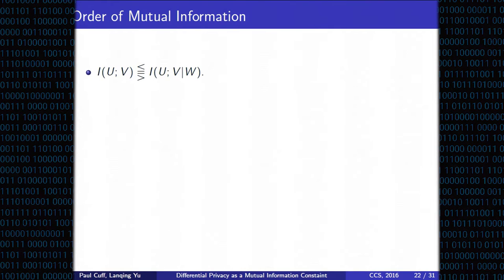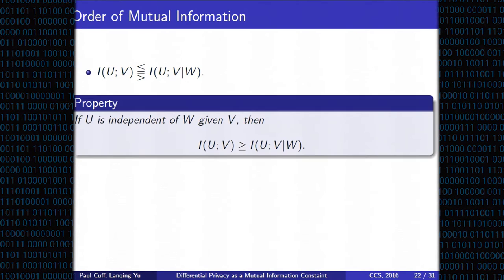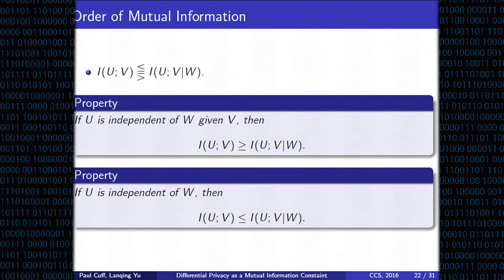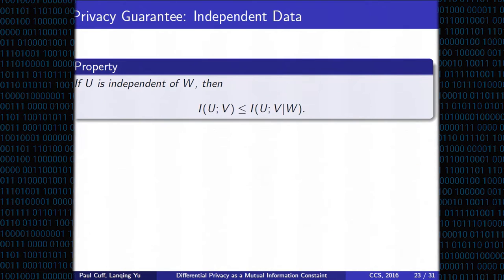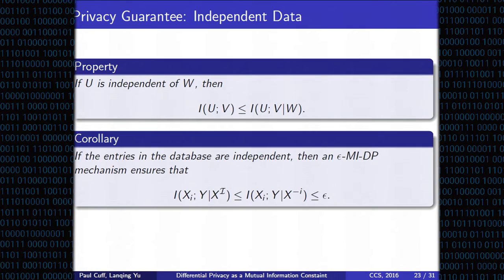There are other properties of mutual information in information theory which will lead to interesting properties of differential privacy. One of these properties is the following. In general, the relationship between unconditional mutual information and conditional mutual information is not determined. So what you can learn about U from V when knowing W is sometimes smaller. This is the intuitive direction: if you know something in advance, you will learn less. But there's another direction which tells you that sometimes, if you know something in advance, it can actually help you to learn more later. This non-intuitive direction actually tells us the privacy guarantee of differential privacy when the entries are independent.